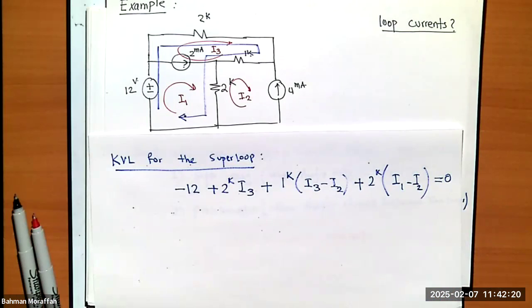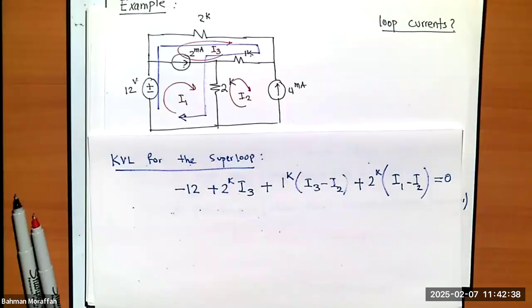Just like nodal analysis, when we form that big, giant supernode, we're losing information. By combining these two loops, we're still using information. So we have to utilize that information that we have. What is that information, though?